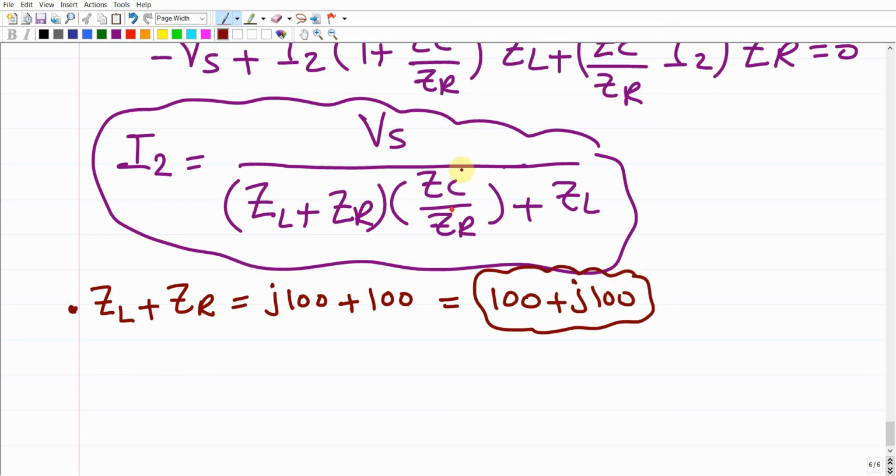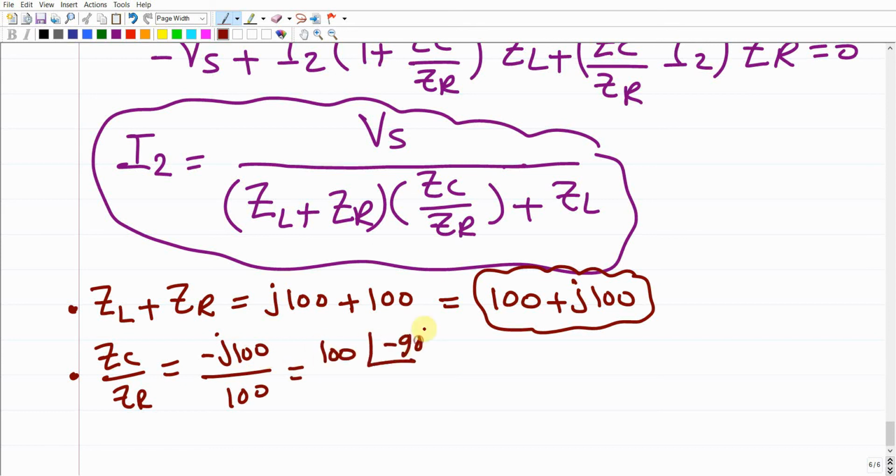Now let us calculate ZC over ZR. ZC, we already got it, negative J100, and ZR is just 100. So to do division, this is in the rectangular form. This one, negative J100, indicates that this complex number is given or represented in the rectangular form. We have to convert to the polar form. The equivalent polar form to this one, as we mentioned once before, is 100, the angle is negative 90.